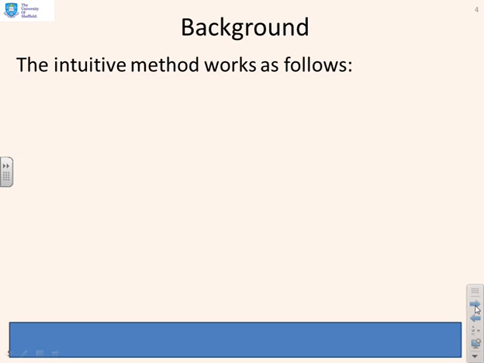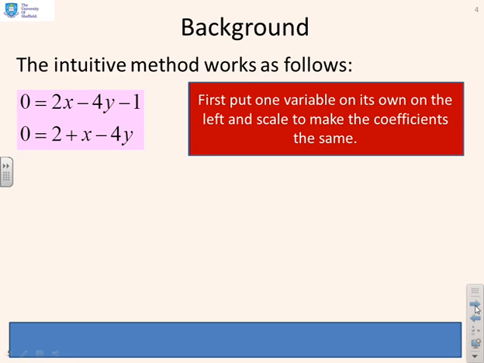So what was the background or the intuitive method? We'll give some background on that. Here's an example. We had 0 equals 2x minus 4y minus 1, 0 equals 2 plus x minus 4y. The first thing we said you had to do was put one variable on its own on the left and scale to make sure the coefficients are the same. In this particular case I'm going to choose the y, because you can see in both cases they've already got the same magnitude of coefficient, minus 4. If I put those on the left hand side, they will both become plus 4.